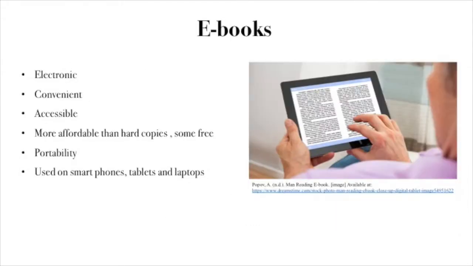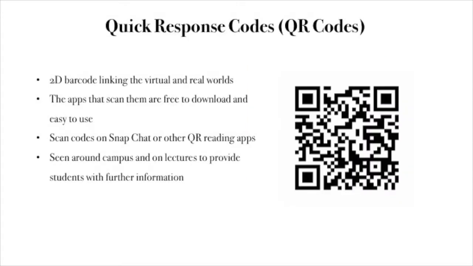E-books are electronic versions of a book. They are easy to store and bring on the move and can be downloaded on smartphones, tablets, and laptops. They are cheaper than hard copies, and you can get extra benefits including instant definitions, the ability to change text size, and highlight words.